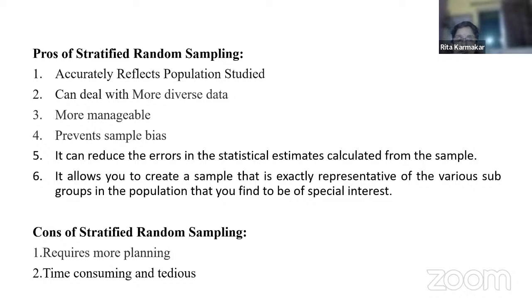And the cons are, however, that this one requires much more planning, because you need to know what the different dominant groups in this population are. And also you need to know whether you need to go for proportionate or for disproportionate. This should be wisely selected, otherwise your sampling technique will go wrong.